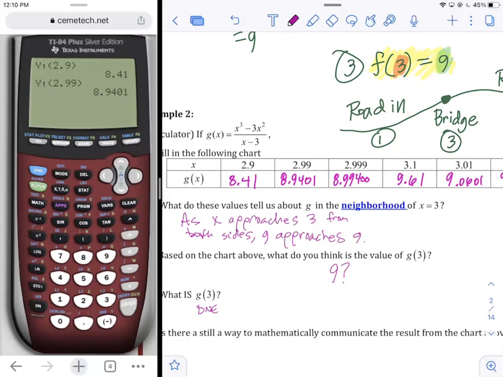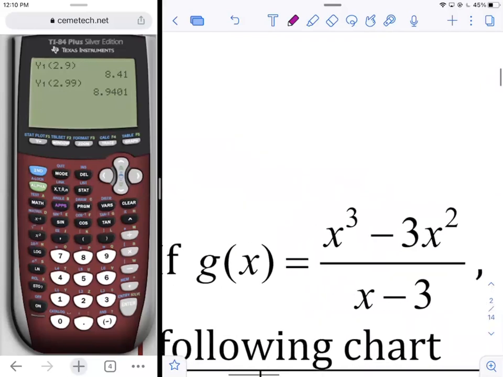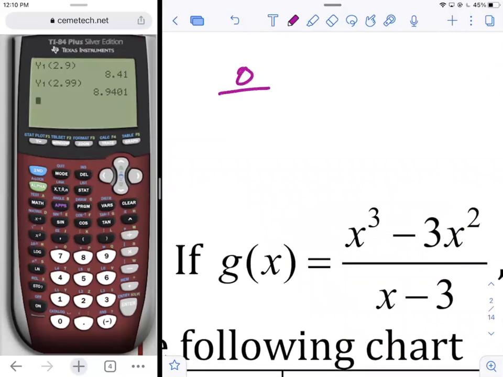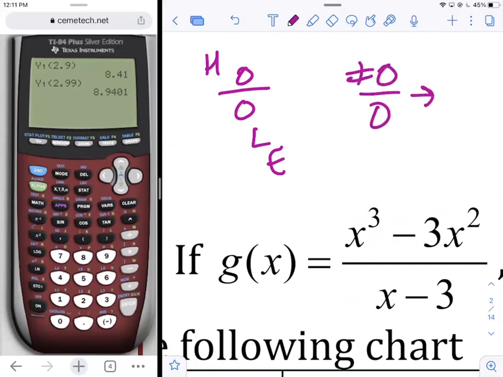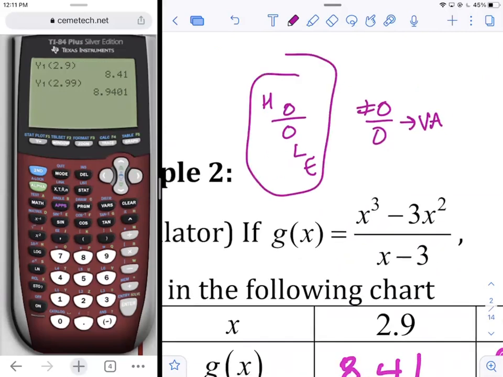But remember, there was also a way to determine that by plugging in. So the 3 makes the denominator 0. What do you get when you plug a 3 into the top? 27 minus 27, right? 27 minus 27 is what? 0. So remember, 0 over 0 means that there's a hole, and non-zero over 0 means that there's a vertical asymptote, okay? 99 times out of 100.